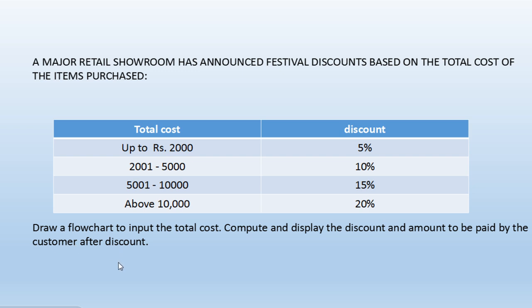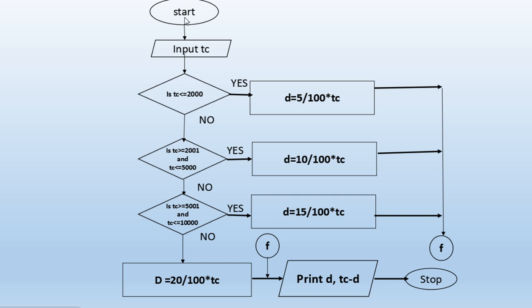So let us draw the flowchart. Start. Total cost you are accepting, that is entering input total cost. If total cost is less than equal to 2000, then discount is 5%, that is 5 by 100 into TC, total cost. And then you are coming and joining this particular connector F. This is taking you to this part, and here it is printing discount and amount to be paid to the shopkeeper, that is from the total cost whatever you have purchased, from there you subtract discount, that is the amount to be paid to the shopkeeper, and then you stop.